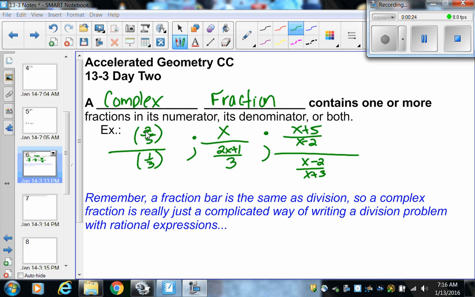So for example, if you have 2/5, which is a fraction, divided by 1/3, which is another fraction, then that's a complex fraction. Or you could just have x divided by the fraction 2x plus 1 over 3, and that would be a complex fraction. You could also have x plus 5 over x minus 2, so there's one fraction, divided by the other fraction of x minus 2 over x plus 3. Please remember that a fraction bar is the same as division, so a complex fraction is really just a complicated way of writing a division problem with rational expressions.